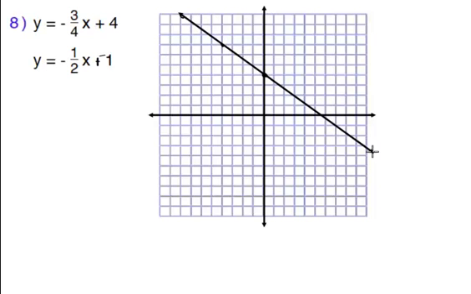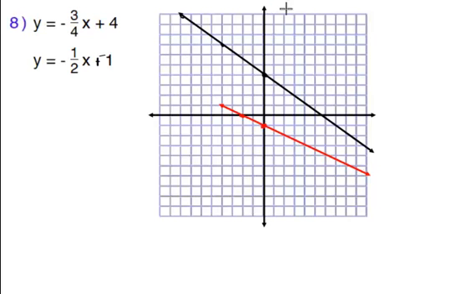Okay, there we go. And let's go ahead and graph this one. So my y-intercept is negative 1. My slope is negative 1/2, so that's up 1 and over 2, up 1 and over 2. All right, I can see something's going to happen.